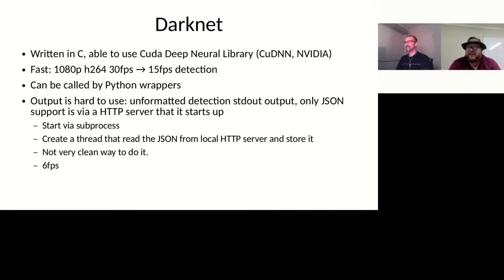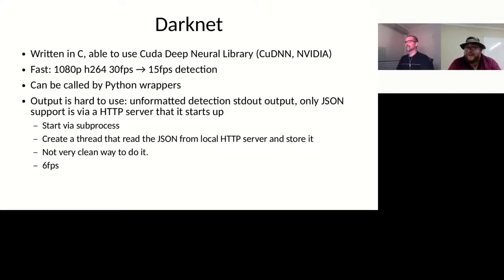It's fast, it's well maintained, it's forked fairly often, with a lot of very interested people producing their own additions to it. It can be called by Python wrappers, some people put that in. However, the output is hard to use: unformatted detection, standard output. The only JSON support I've found on one of the forks is that Darknet spins up an HTTP server locally. I created a method where I started up a requests subprocess that would constantly poll the local HTTP server just so I could get out the JSON data. JSON is a great way to deal with the ordered detections.